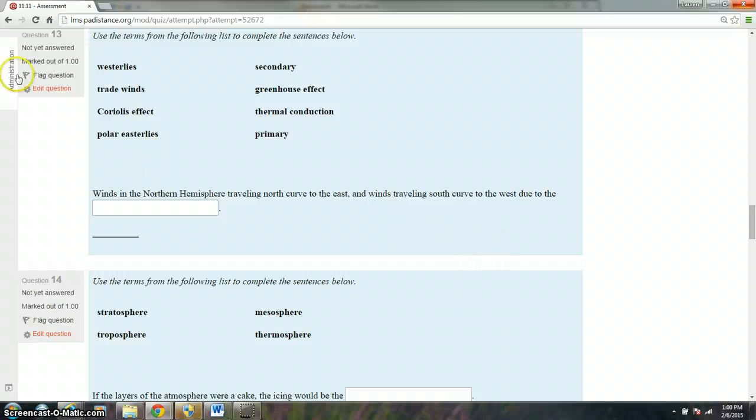Question 13. Winds in the northern hemisphere traveling north curve to the east, and winds traveling south curve to the west due to the blank. Westerlies, trade winds, Coriolis effect, polar easterlies, secondary, greenhouse effect, thermal conduction, or primary.